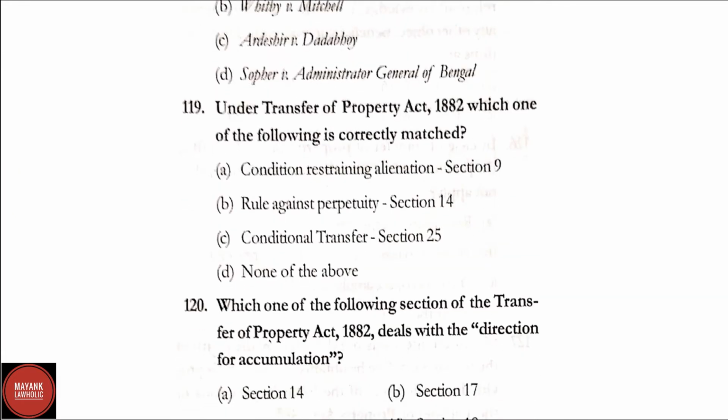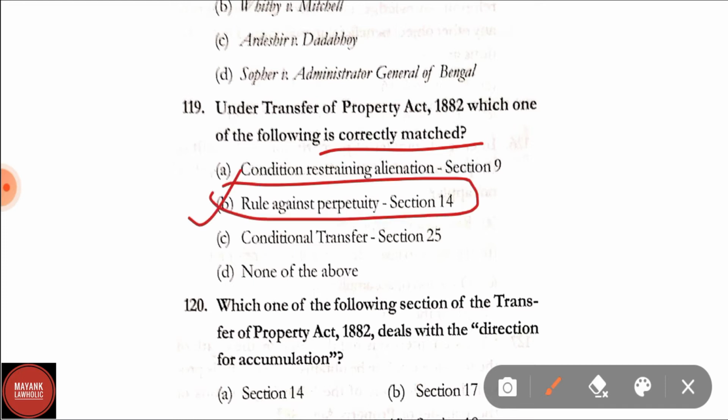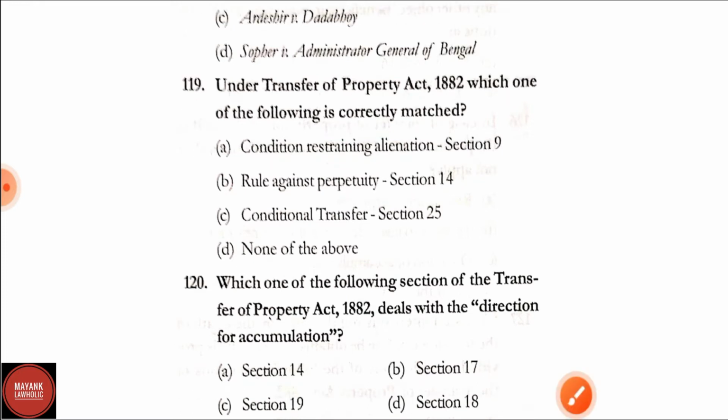Question number 119. Under TPA, which one of the following is correctly matched? Condition restraining alienation, section 9; rule against perpetuity, section 14; conditional transfer, section 25; option D, none of the above. Correct answer is option B, that is rule against perpetuity is given under section 14 of TPA.